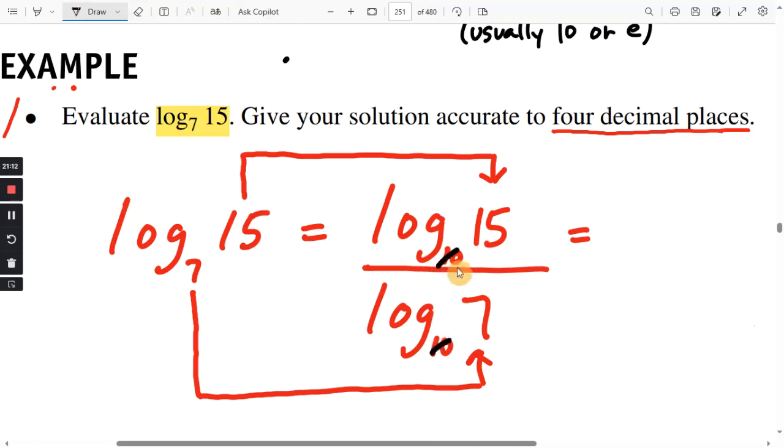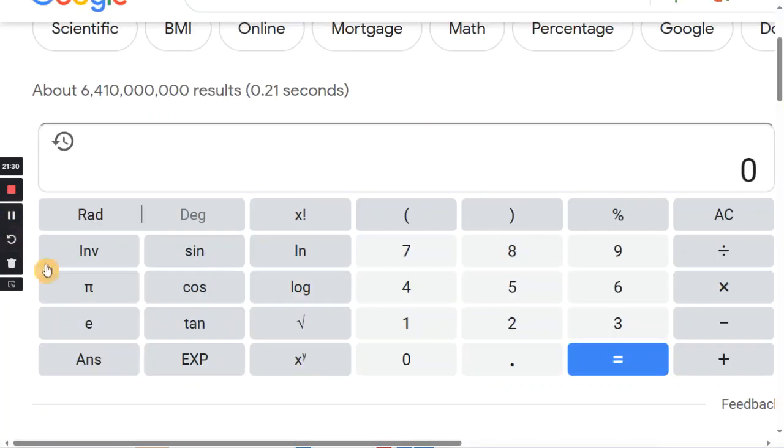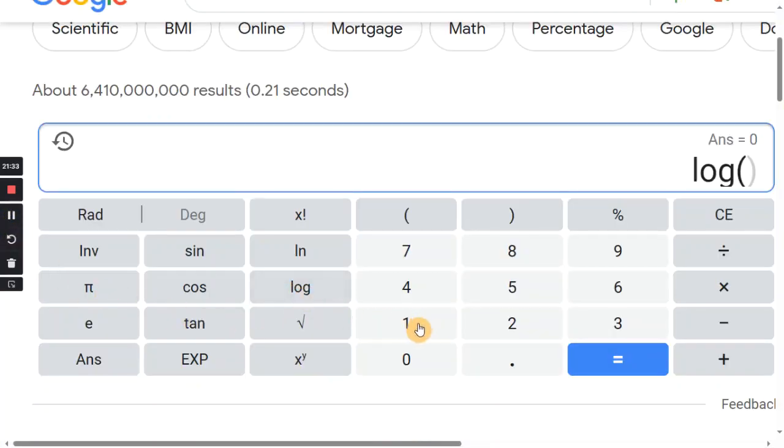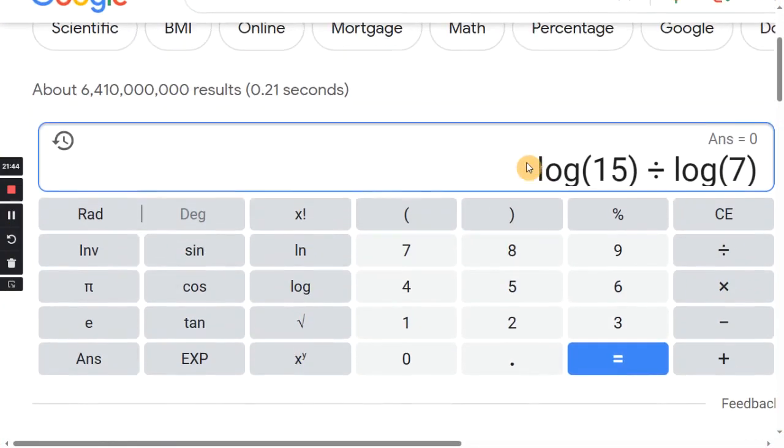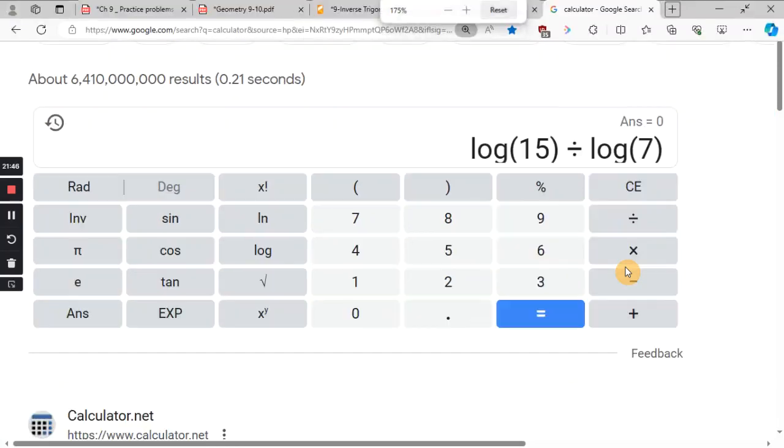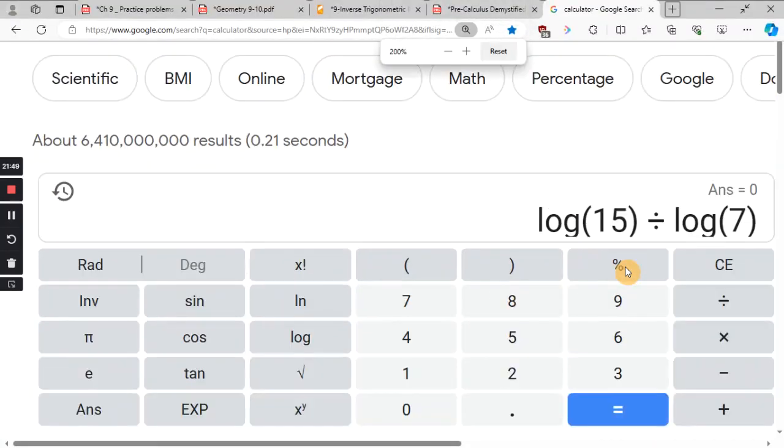So we have log of 15 divided by log of 7. We want to use 4 decimal places. Really, I shouldn't use an equal sign. I should use the squiggly lines because that's what you use when you round off. Let's go to the calculator. Log of 15, close parentheses, divided by log of 7, close parentheses. Okay, so that's what it should look like.